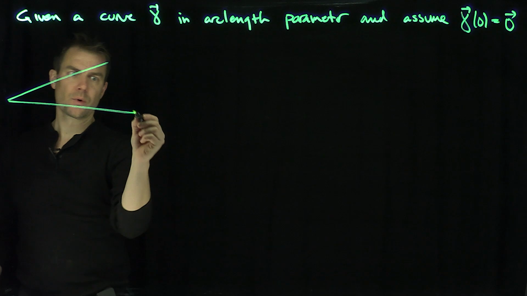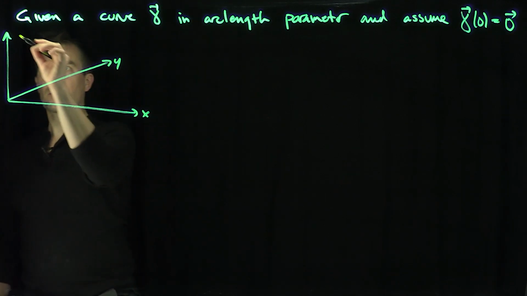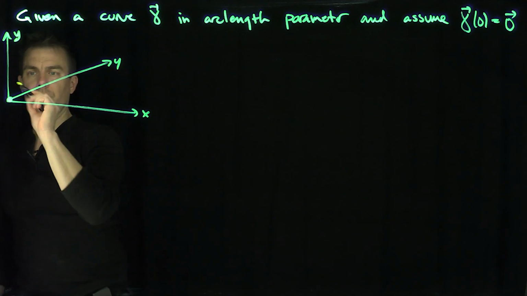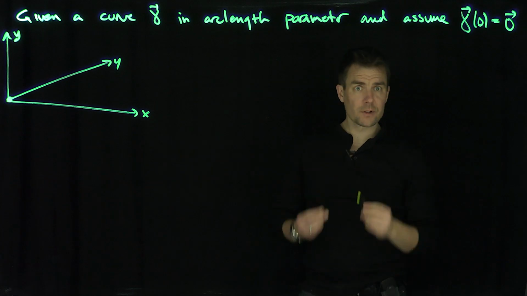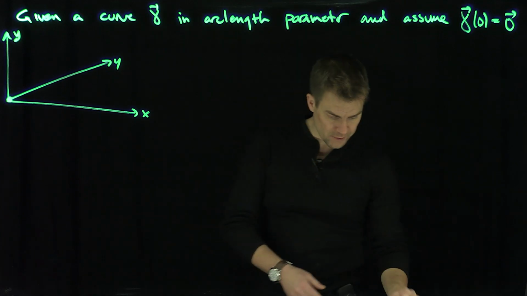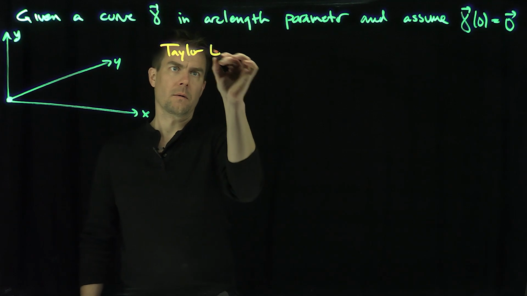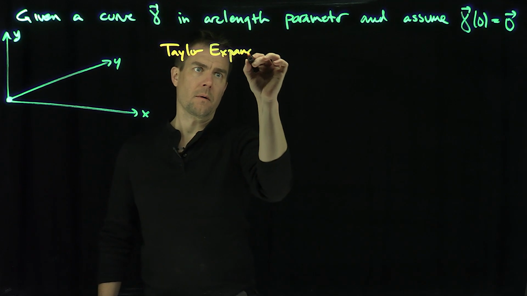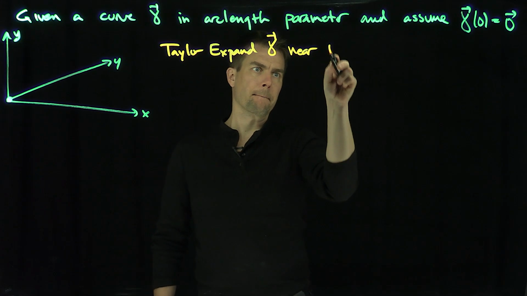So in other words, here's the x, y, and z axis. And the curve is going to start over here. So that's where my curve starts. And then what I can do is Taylor expand the curve at the origin. So let's do the Taylor expansion. So Taylor expand gamma near the origin.